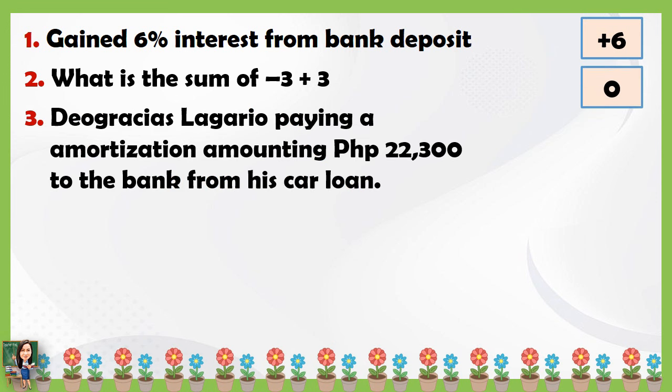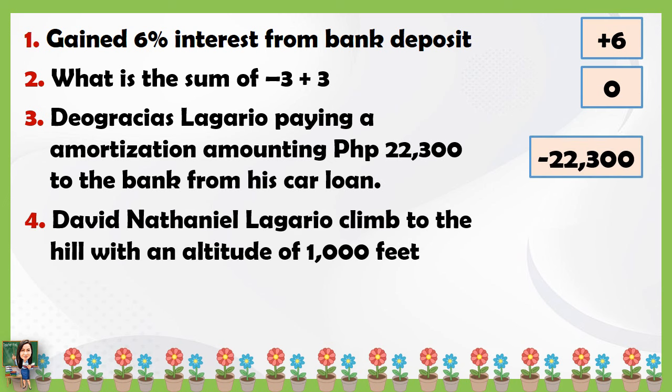Number 3. Deo Gracias Lagario paying an amortization amounting to 22,300 pesos to the bank for his car loan. What is 22,300 pesos? Is it positive or negative? Very good! The correct answer is negative 22,300. Number 4. David Nathaniel Lagario climbed a hill with an altitude of 1,000 feet. What is 1,000 feet? Is it positive or negative? Very good! The correct answer is positive 1,000.